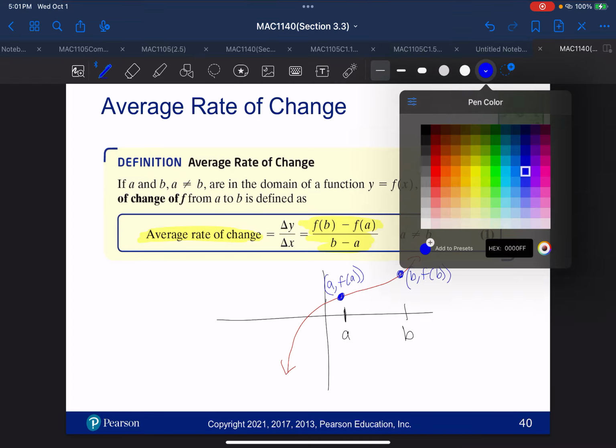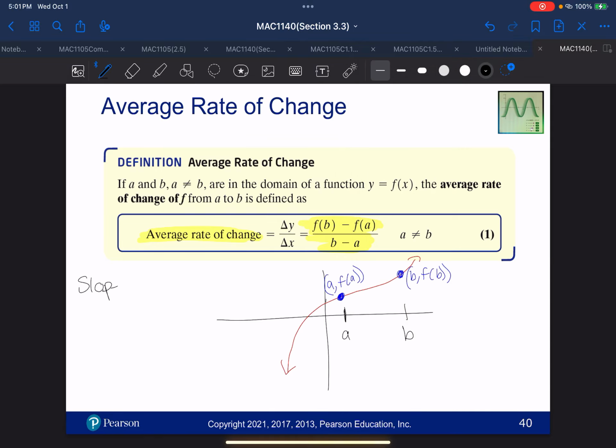But so again, the slope formula, if you remember, it's y2 minus y1 over x2 minus x1. Well, our x2 would be b, and our x1 would be a. And then our y2 would be f of b, and our y1 would be f of a. So it's the same thing as finding the slope, but now we're just kind of finding the slope of the secant line that crosses through these 2 points. And we're going to talk about that as well.